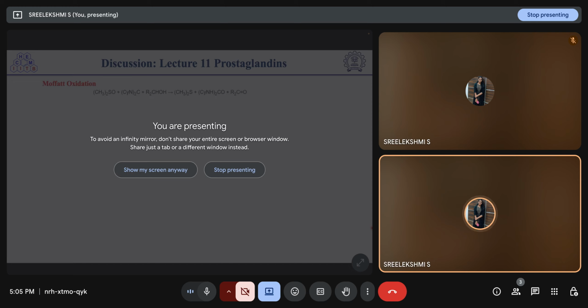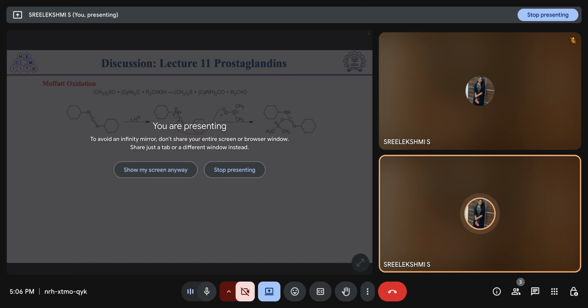Yeah. So now we will see what is Moffatt oxidation. Moffatt oxidation is a chemical reaction which will convert, as we can see here, this primary alcohol into the corresponding aldehyde or ketone, and it uses DMSO and dicyclohexylcarbodiimide as the reagents along with a proton source under mild and neutral conditions. So that is basically an oxidation reaction. We can say it is a kind of modification of the Swern oxidation, and we will see what the mechanism is.